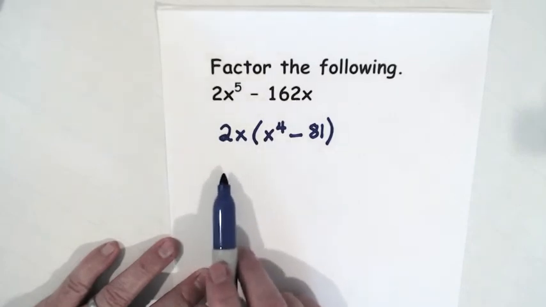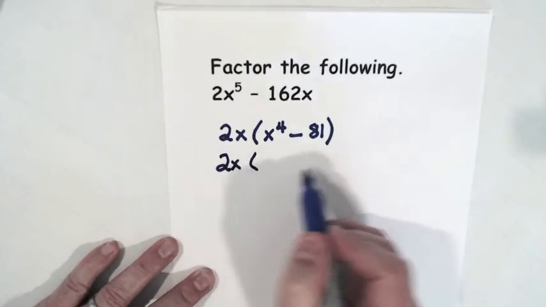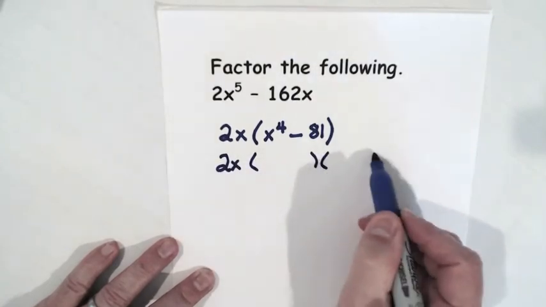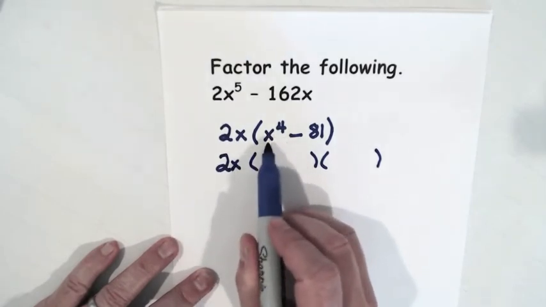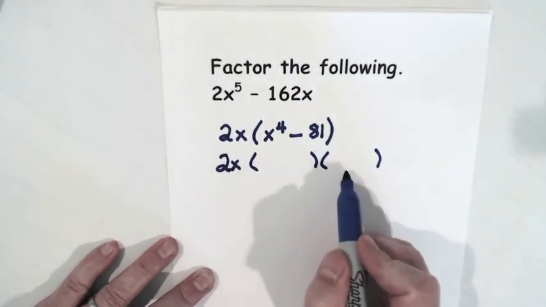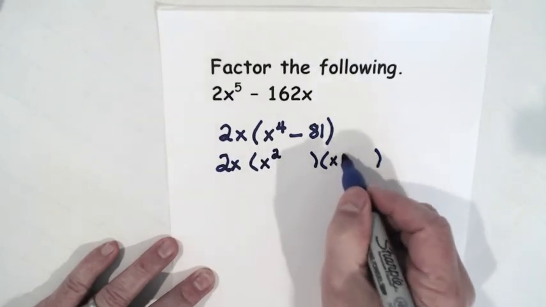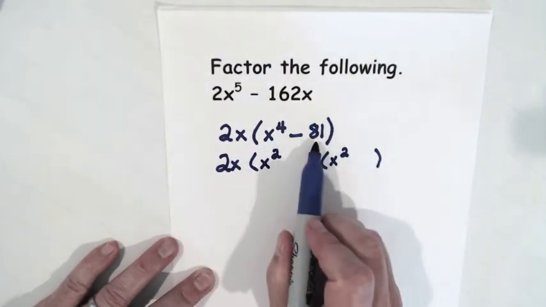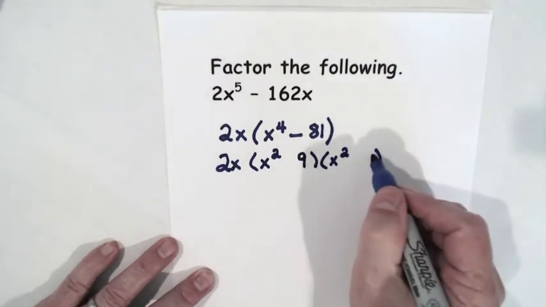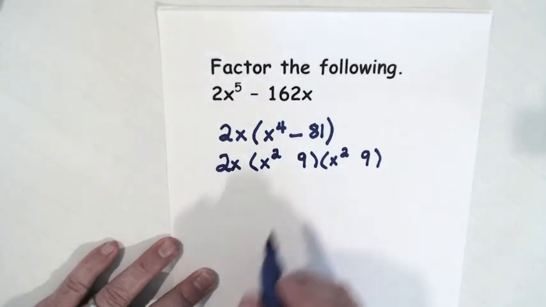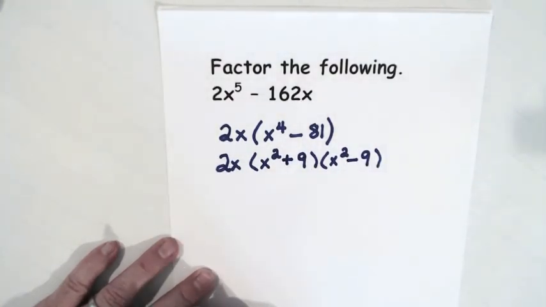So what I do is I bring down my greatest common factor. It's still on the outside. I make two sets of parentheses and go through my procedure of factoring this. Split this x to the 4th power up and put it in the front. Split it into x squared and x squared. I'm going to take the square root of 81, put it in the back. Square root of 81 is 9. I put a 9 here, a 9 here. One of them needs a plus sign, the other one needs a minus sign.